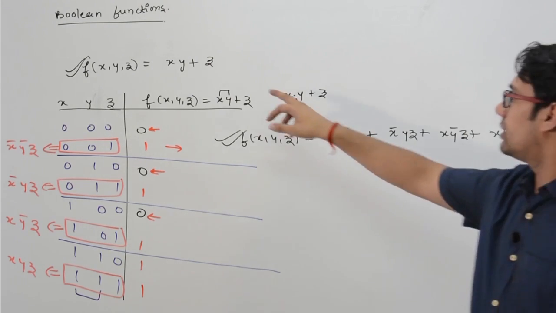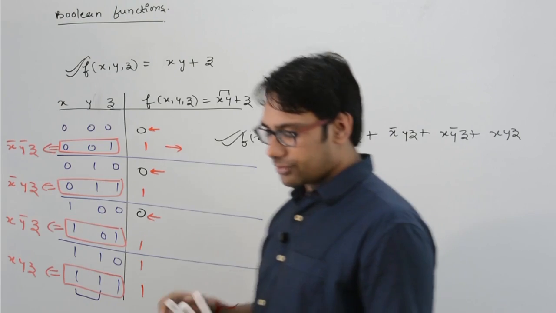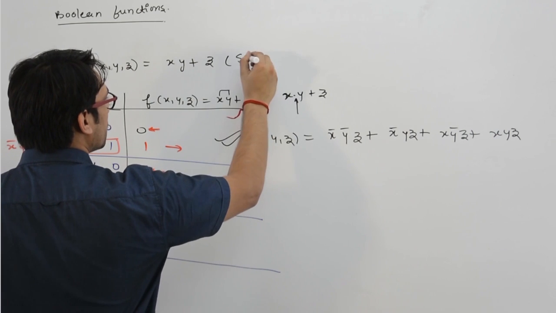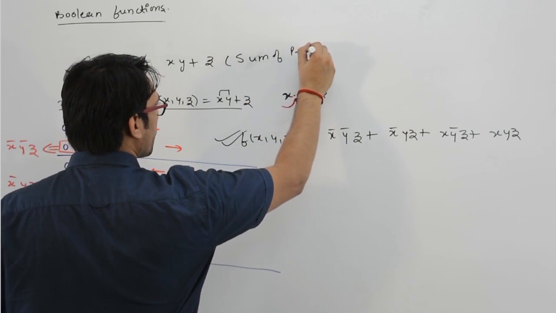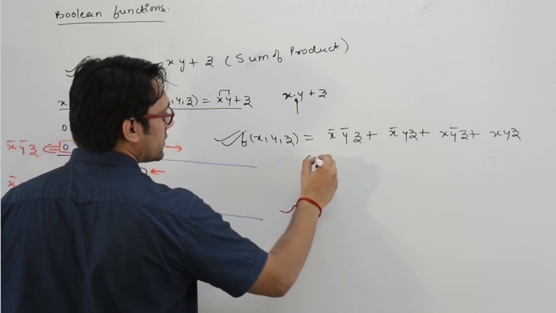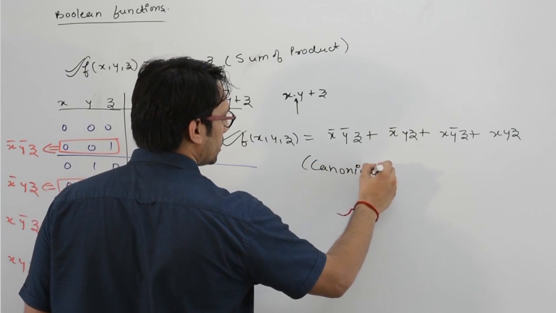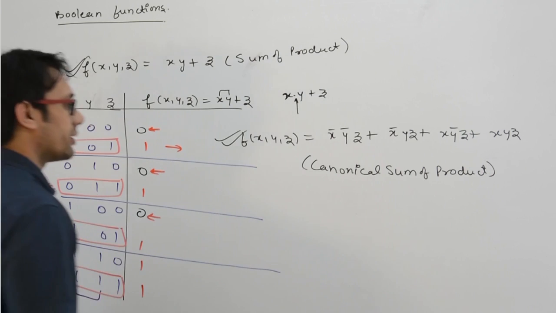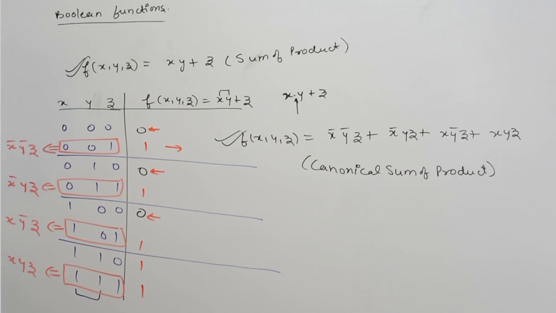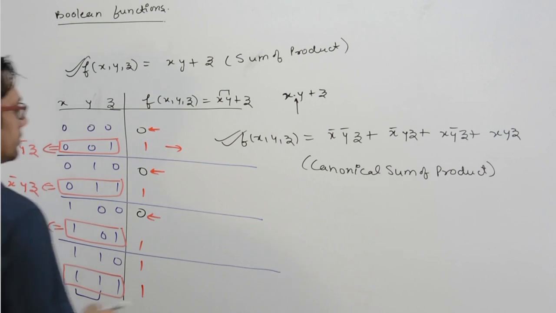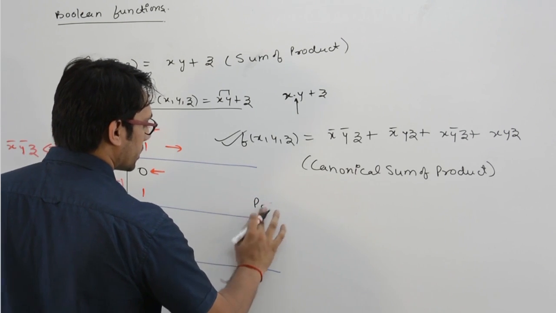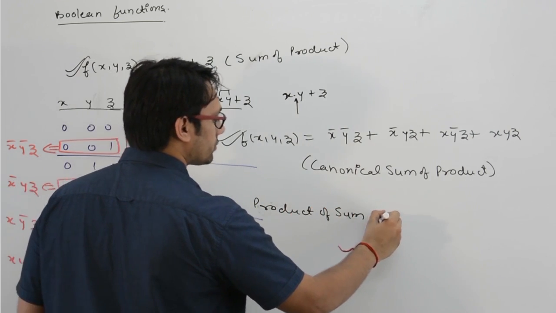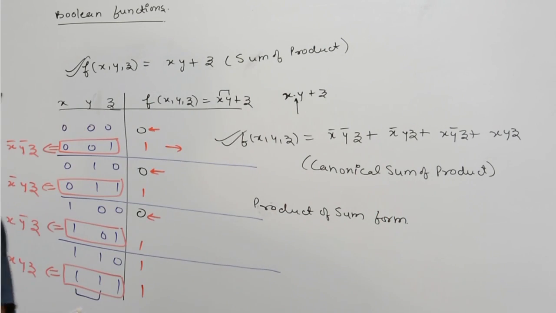But what is the difference between this form and this form? This form is called the sum of products form, and this form is generally called canonical sum of product. We can also show a product of sum form. What is a product of sum form?